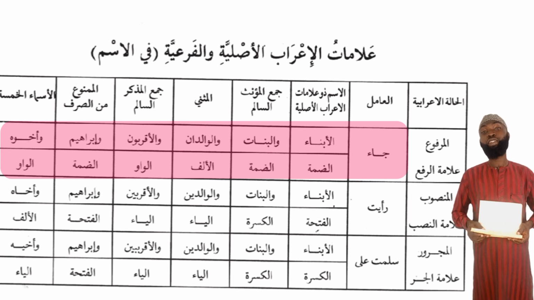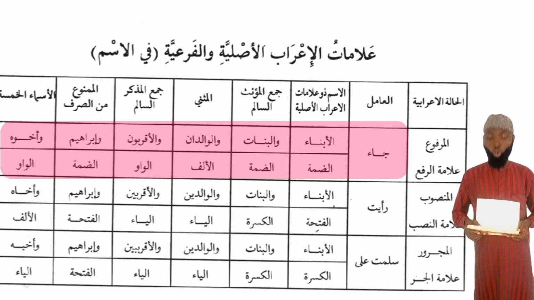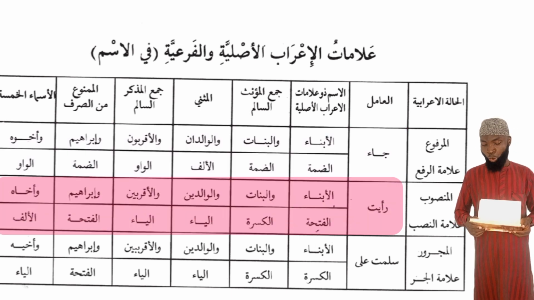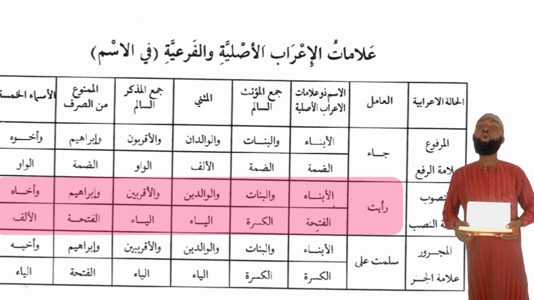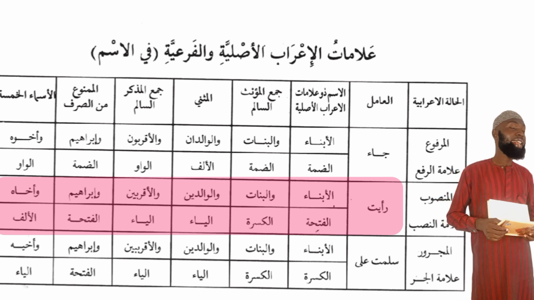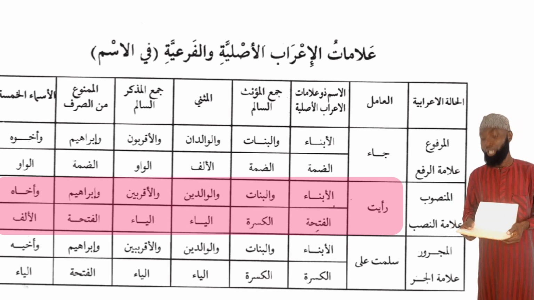And here the sign of its nominativeness is that it is carrying Dhamma because it is in the nominative case. So Ja'a Ahuhu. Moving to the second row, we have Al-Mansubu. Now, the same words which we have seen, what if these words are now in the accusative case, let's say they are coming as the objects, maf'ulun bih, of the sentence.